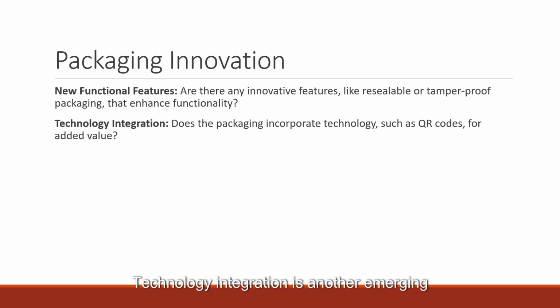Technology integration is another emerging trend that adds significant value to packaging. With the advent of digital technology, packaging can now incorporate QR codes, augmented reality, or NFC features. QR codes, for example, can link customers to additional content such as product tutorials, brand stories, or promotions, enriching the interaction beyond the physical product. Augmented reality can create interactive experiences that bring the packaging to life, adding an element of surprise and engagement. Integrating technology enables brands to bridge the gap between physical and digital experiences, creating a memorable and valuable touch point for customers.